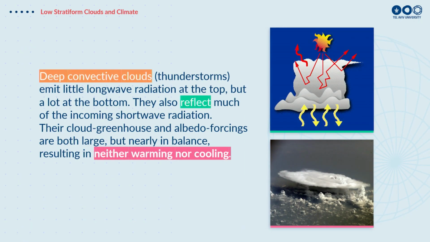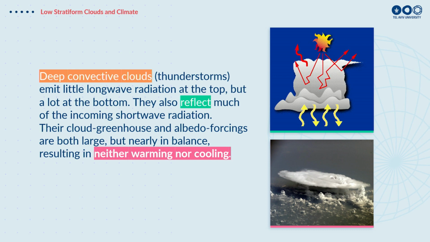When we look at the very deep convective clouds, or what we call thunderstorms, or the cumulonimbus clouds, these are very deep and thick clouds, and actually they reflect most of the incoming light. You can see the red arrows. Basically everything hitting the top will be scattered out, and we have a very high albedo effect.